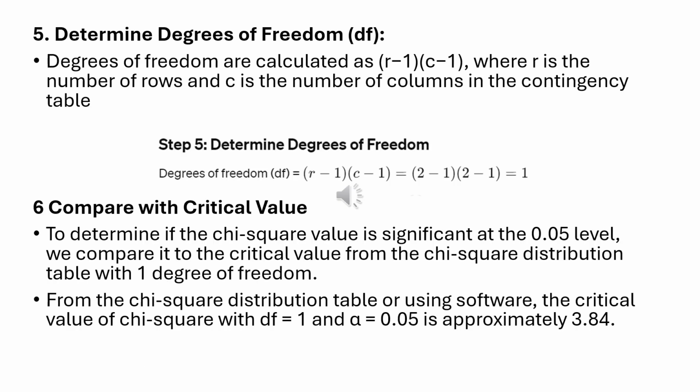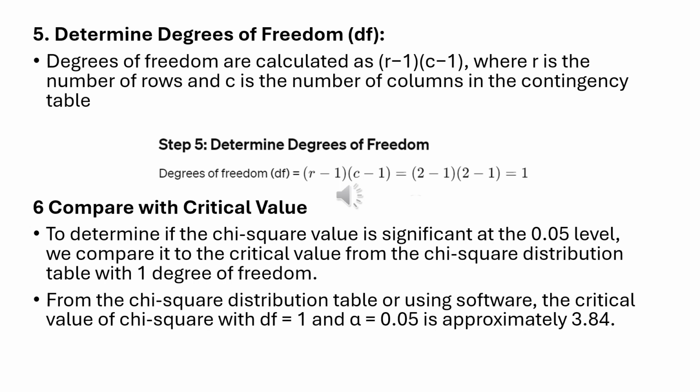The fifth step is determining the degree of freedom. Degree of freedom can be calculated using the equation (rows minus 1) times (columns minus 1). In this particular example, there are 2 rows and 2 columns. That is, the rows are smokers and non-smokers and the columns are lung cancer and no lung cancer. So the data has 2 rows and 2 columns, and the degree of freedom is 1.